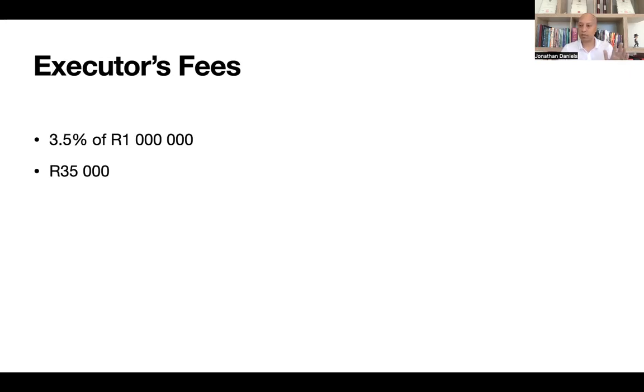Next up, something many of you might be familiar with is the executor's fee. This is the fee that the person who's running this whole process is entitled to, and that for the moment is 3.5% of the value of the assets in the estate. So if the estate is worth 1 million, that leaves a fee of 35,000 Rand.